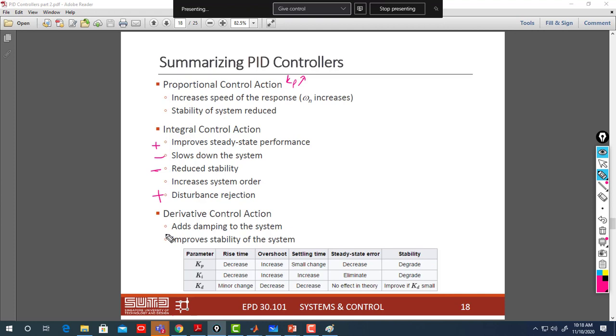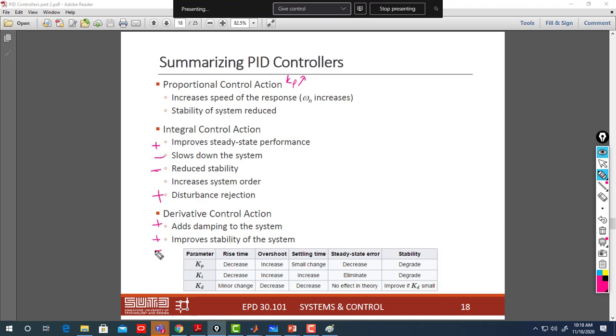Derivative control action adds damping to the system and improves stability of the system. Right. Also it makes the system slower, if you wish. No, it doesn't make the system slow.